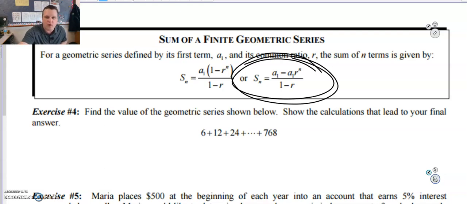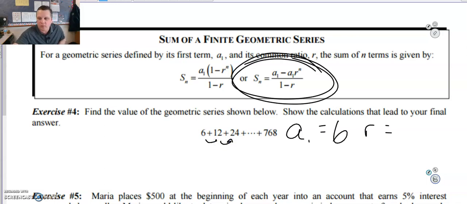Okay, so what do we know? We know A1 is 6. R is the ratio. How do you go from 6 to 12? How do you go from 12 to 24? Well, you're multiplying by 2, so R is 2. Okay, now you have to find N. So N is the number of terms.